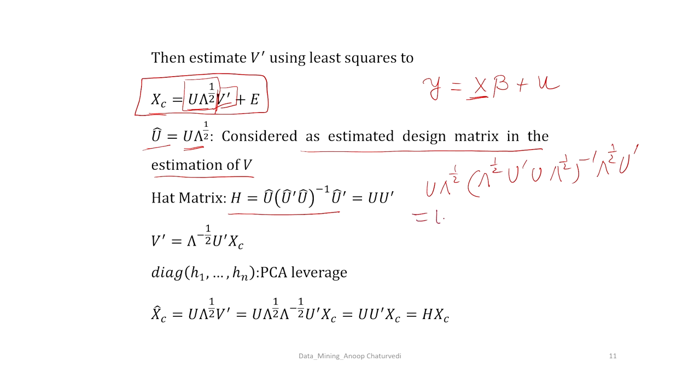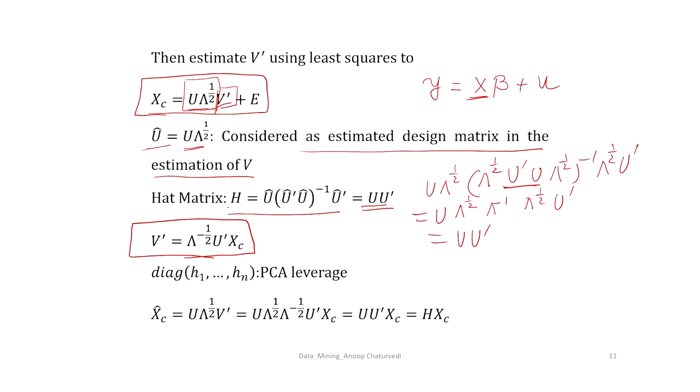And then this is equal to U lambda to the power half. Here this U transpose U is equal to I. So, you get lambda here. So, you get lambda inverse, then lambda to the power half U transpose. So, ultimately you get U transpose. So, this is your hat matrix. And V transpose is equal to lambda to the power minus half U transpose Xc. This is your V transpose.